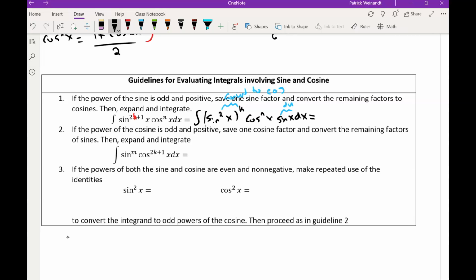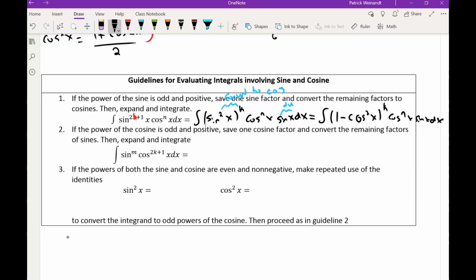We have to use an identity here. We know that sine squared of x is the same as 1 minus... not the half angle identity, this would be a Pythagorean identity. This is 1 minus cosine squared of x to the k times cosine to the n of x sine of x dx. Okay, and then we can integrate that basically by recognizing some power rules there.